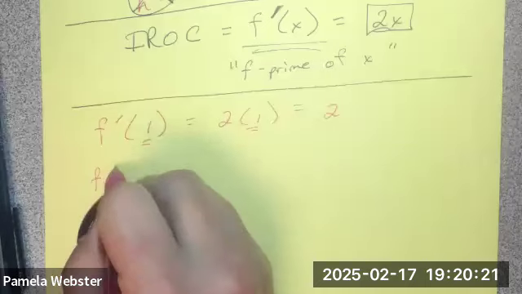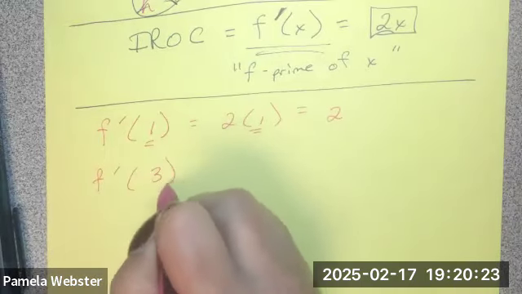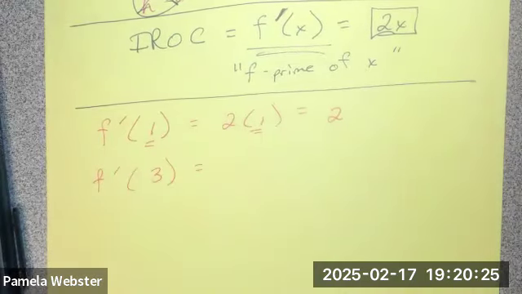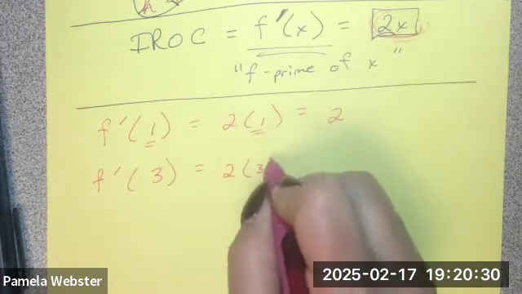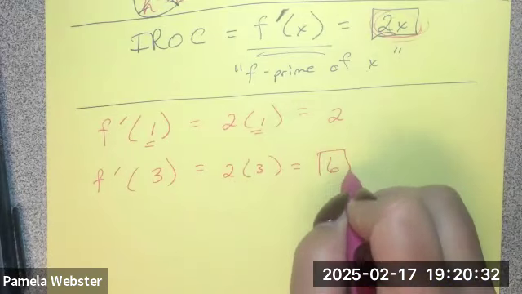What if I wanted to know the derivative at 3? Here's my 2x, that's my derivative. Put in a 3, that's a 6.